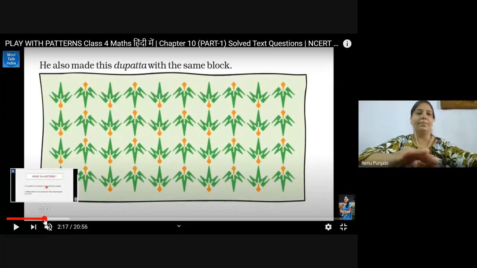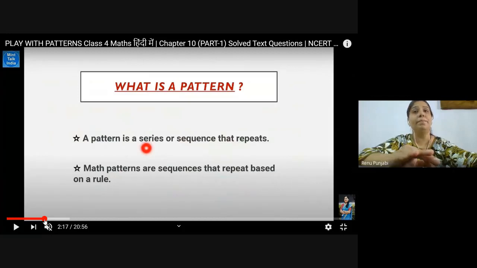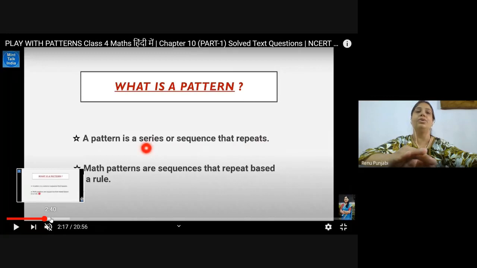Now, next. What is a pattern? Again, we repeat the same definition. A pattern is a series or a sequence that repeats. Math patterns are sequences that repeat based on a rule. You will learn different kinds of patterns. Repeated patterns you will learn. You will learn growing patterns also, that is called increasing pattern or decreasing pattern.